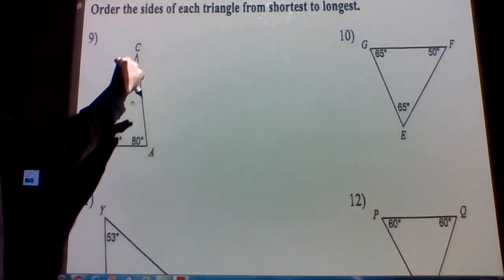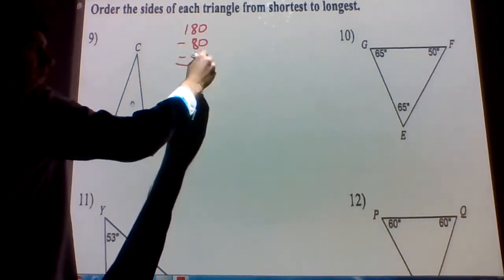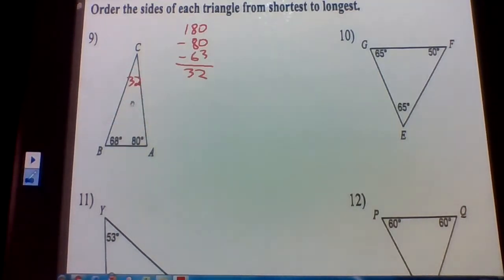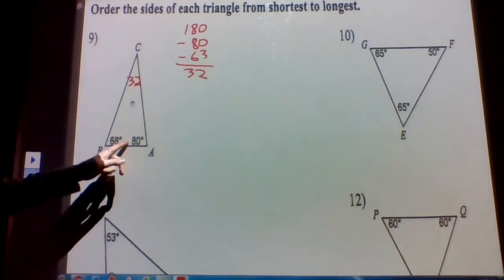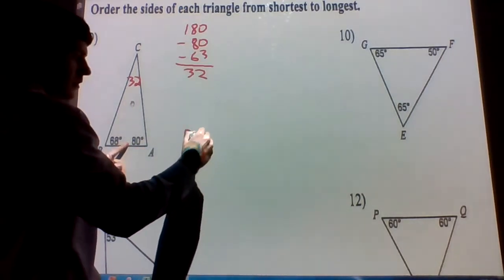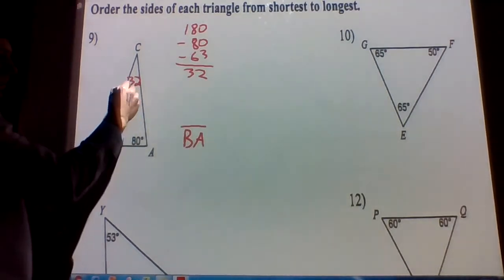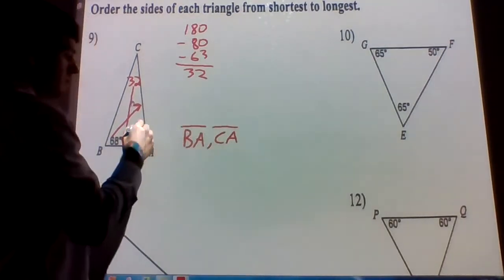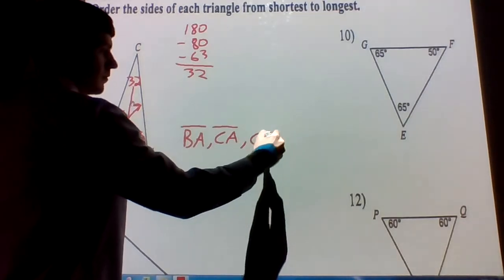So we find the measure of angle C here. So 180 minus 80 minus 63 is going to give us 32. And the smallest side is across from the smallest angle. The shortest side is across from the smallest angle. The smallest angle is 32 degrees here, so across from 32 is going to be BA. The next smallest angle is 68 degrees. Across from 68 degrees is going to be CA. And then the largest angle is 80 degrees. Across from 80 degrees is CB.